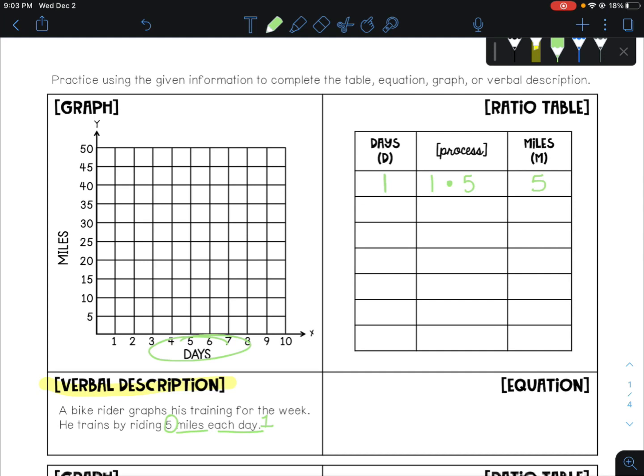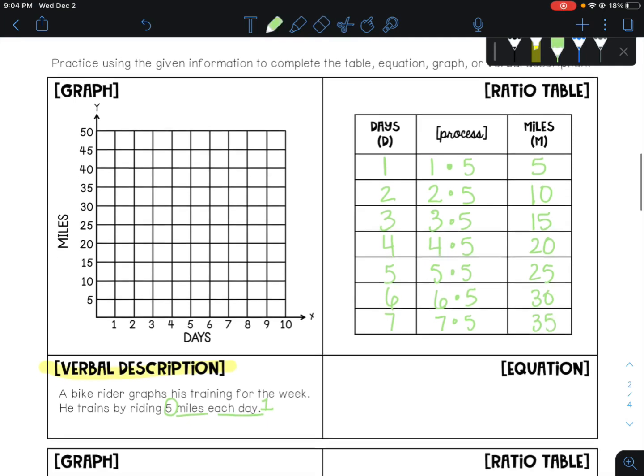And I see our labels here for days just count by ones. So I'm going to just count by ones. And I can fit up to 7. So that's what I'm going to do. And now just follow your process. 2 times 5, 3 times 5, 4 times 5, 5 times 5, 6 times 5, and 7 times 5. And honestly, I'm going to do a couple, and then we're going to skip count. So 2 times 5 is 10, 3 times 5 is 15, and now I see it. 5, 10, 15, 20, 25, 30, 35. Didn't need to do all the multiplication.